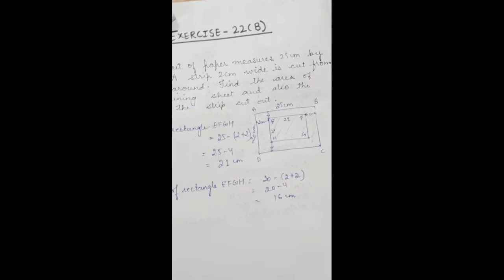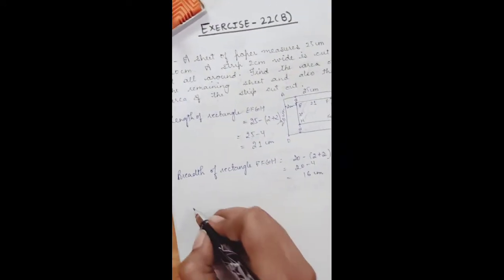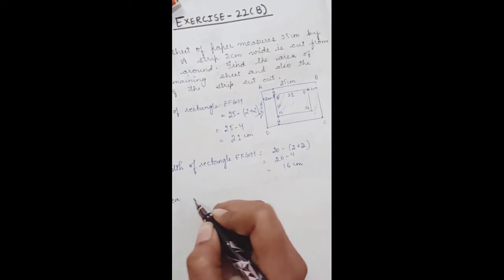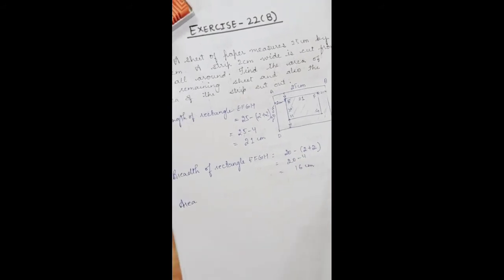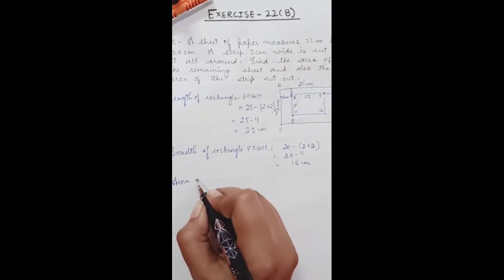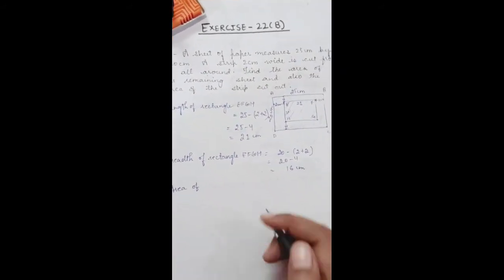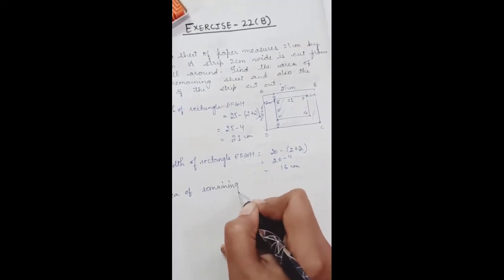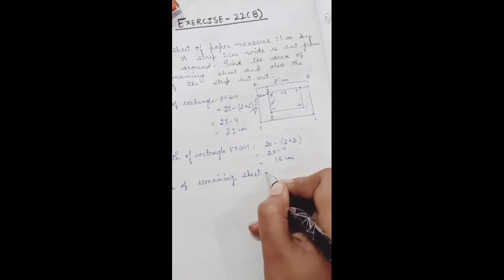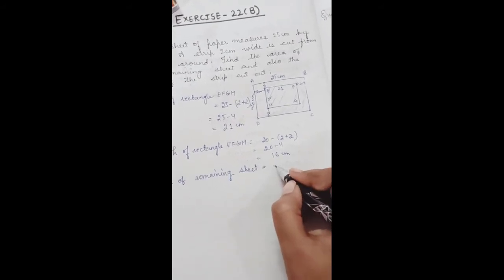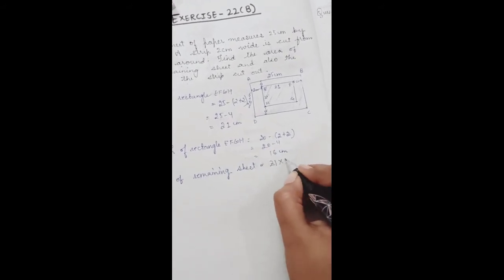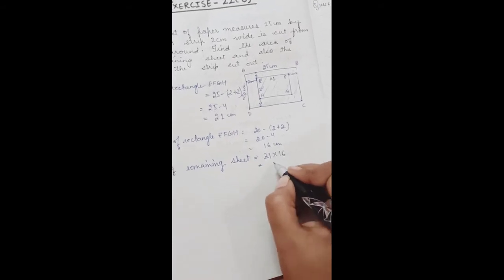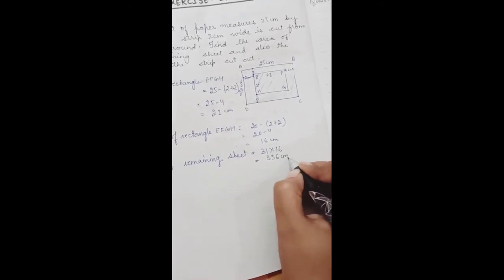Now we will find the area of rectangle EFGH, or you can say the area of the remaining sheet. So area of remaining sheet is equals to length into breadth. Length is 21 and breadth is 16. So here you get 336 centimeters square.